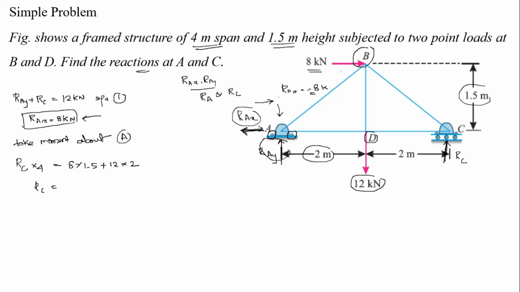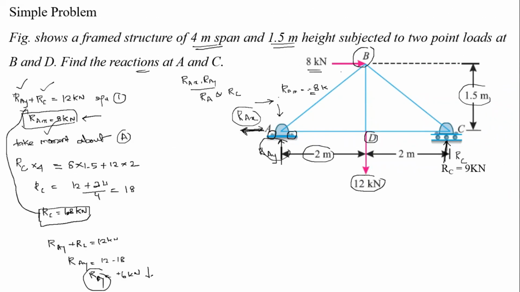So R C is equal to 8 into 1.5, plus 12 into 2, which is 24, divided by 4, right. 8 into 1.5 is 12, 12 plus 24 is 36. So 36 divided by 4 is equal to 9 kilonewton. This is R C, which is equal to 9 kilonewton, right. Then R A y is equal to 12 minus 9, which is equal to 3 kilonewton, right, upward.